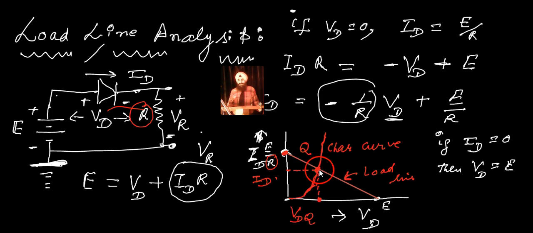So according to this point, we draw a perpendicular on this line, and a perpendicular on this line. That becomes the diode voltage for the Q point, and the diode current according to the Q point.